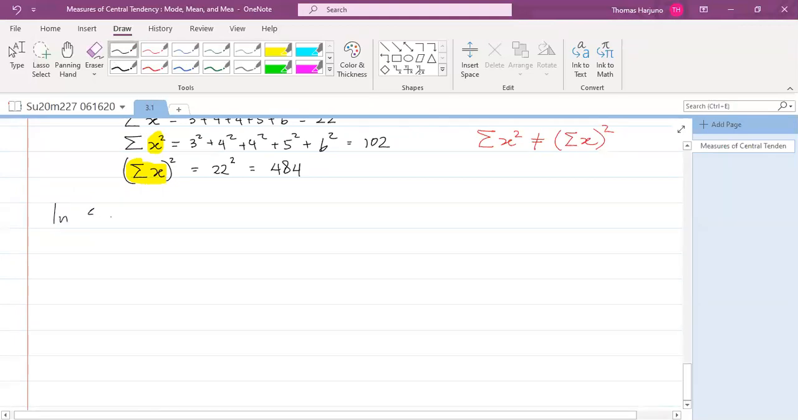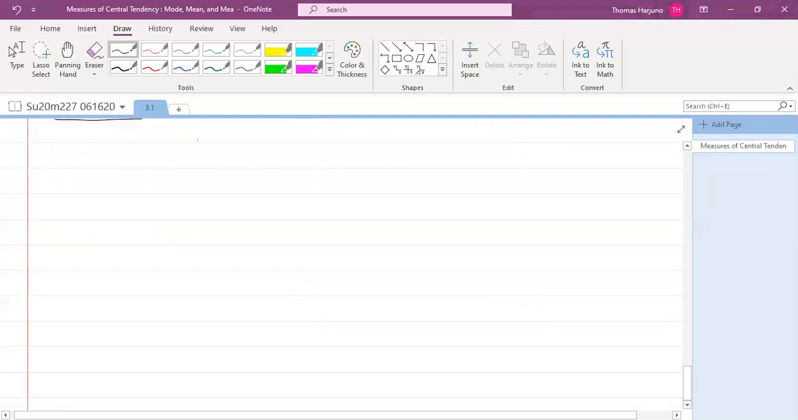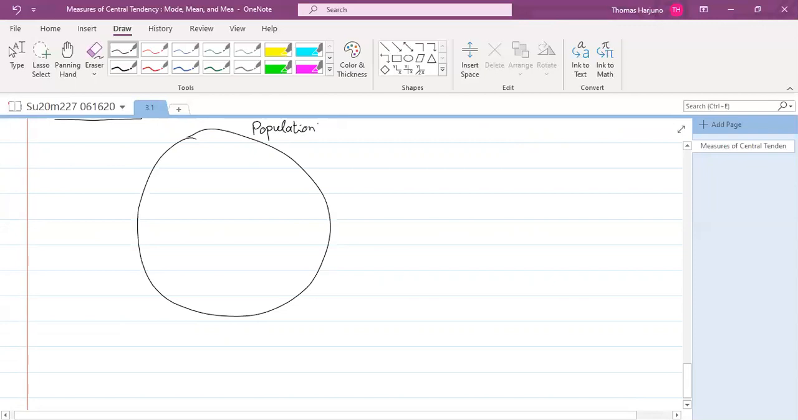In statistics, what we try to do is to find out some parameters in our population. I assume you already read your chapter 1 and chapter 2. We have a population here. In our population, we have some parameters. The first one is capital N, the population size. Population size is denoted by capital N. From our population, we try to find, let's say, the mean, the variance, and so on.